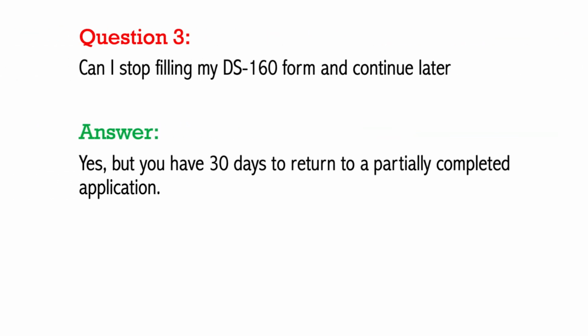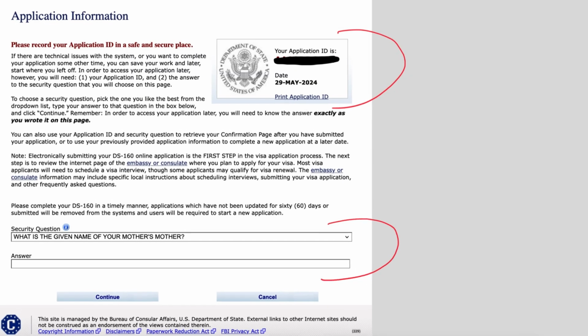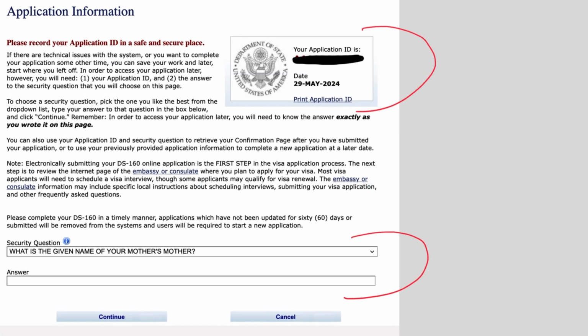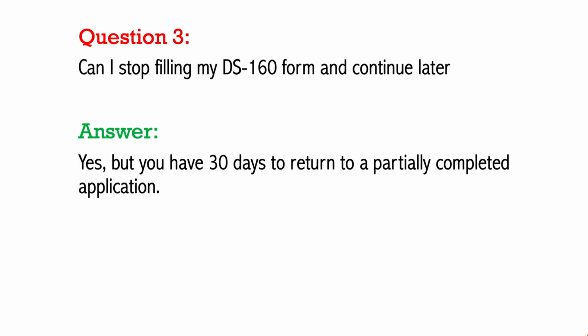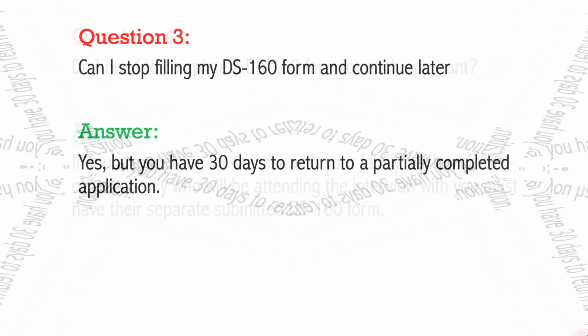Question 3. Can I stop filling the DS-160 form and continue later? Of course, you can save your application and return to a partially completed application later. And as soon as you create an account, you have to make sure you save your application ID, because you need the application ID and the answer to your security question to continue your application. Also note that you have 30 days to return to a partially completed application. To access your application after 30 days, you must save it to your computer's hard drive or a disk. There is an instruction on how that works.